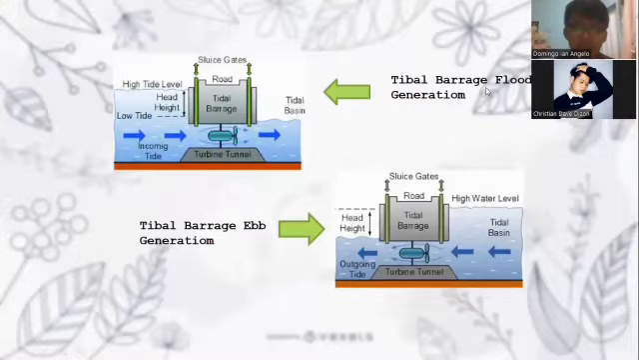Pansin nyo dito, tidal barrage flood generation. Ayan. Iniipon nila yung tubig dito sa kabilang side, then merong opening ng water dito sa baba, which is andun yung turbine, and kapag lumabas yung tubig dito sa mismong opening na to, iikot tong turbine, and kapag umikot tong turbine, doon puproduce ng electricity. So, yun.